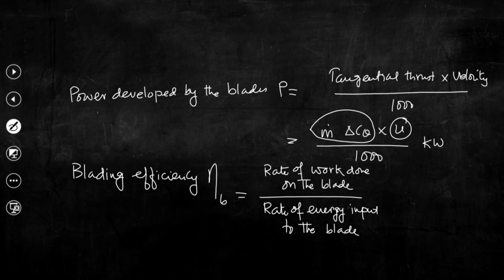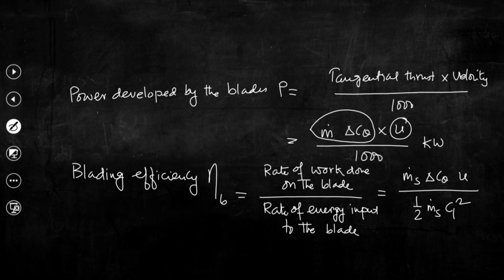So, the rate of work done on the blade, that is the power developed by the blade, to the rate of energy input to the blade. If we try to simplify this quantity, it should be m dot s delta C theta into U divided by half m dot s into C 1 square. Basically, the kinetic energy of the jet available at the inlet of the blade is spent, and at the cost of this energy, this much power is developed.